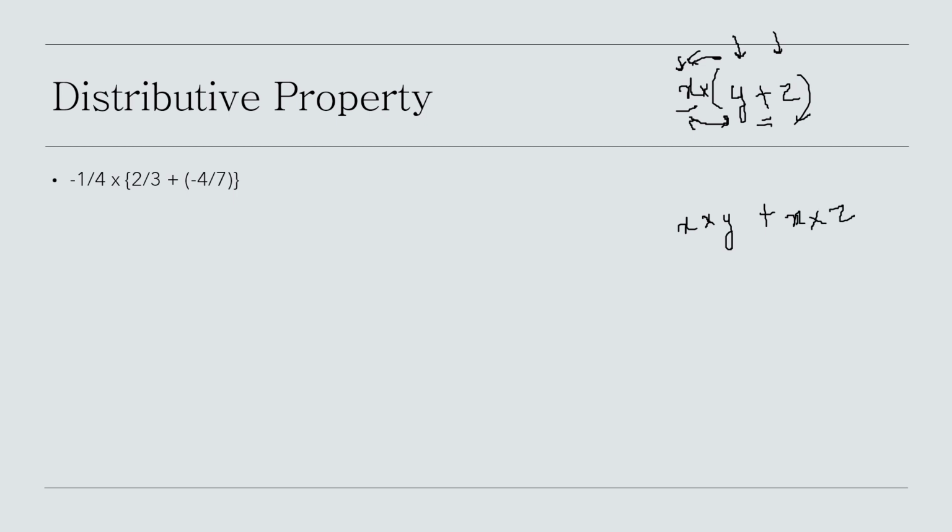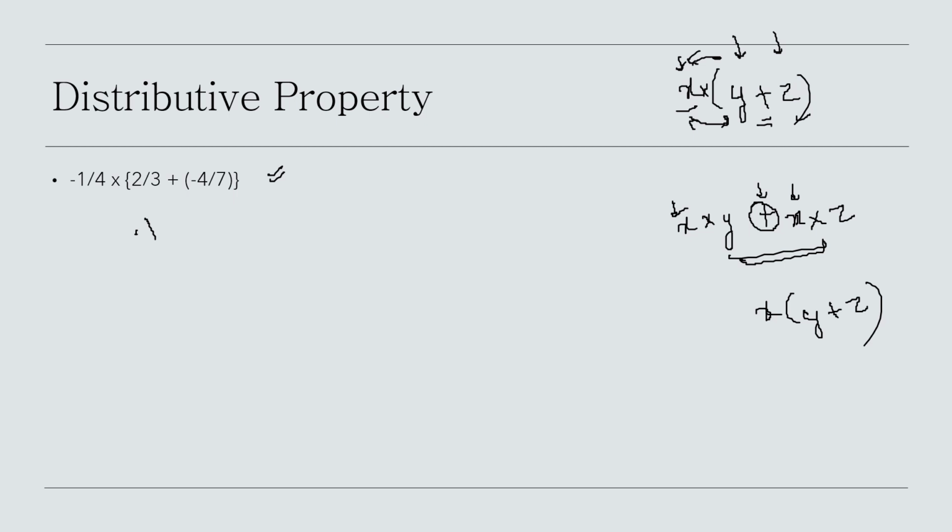Or if you have to do converse, if question is given in this way, you can take common from both sides of plus or minus sign. What is common? x is with both of them. You can take x out. What is left? y plus z. Correct? So if we apply distributive law here, what we will get?